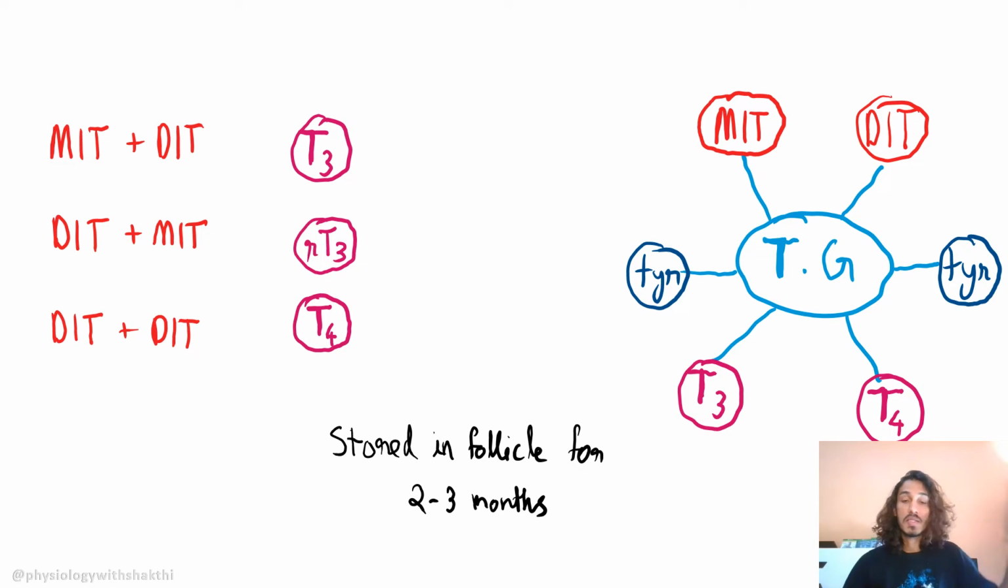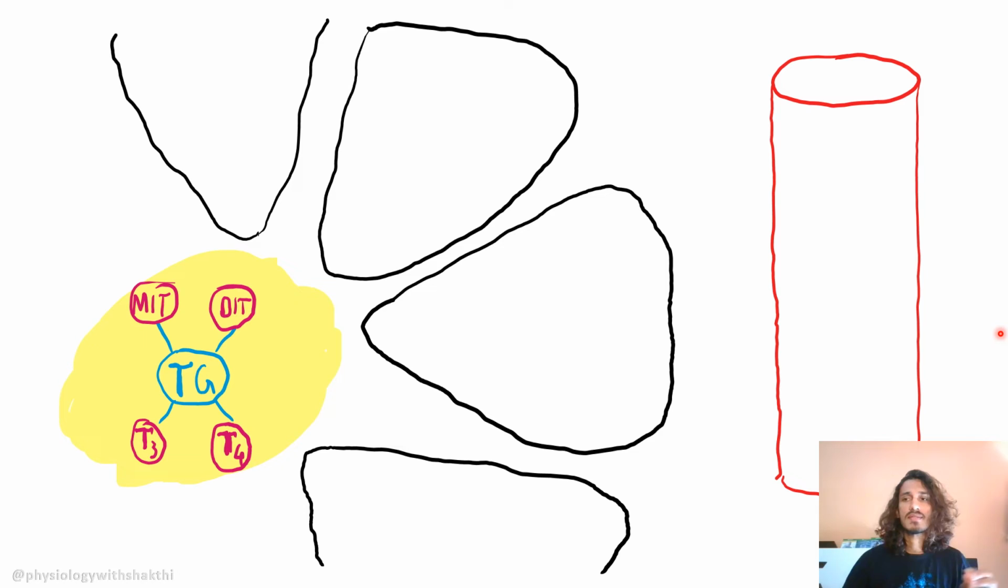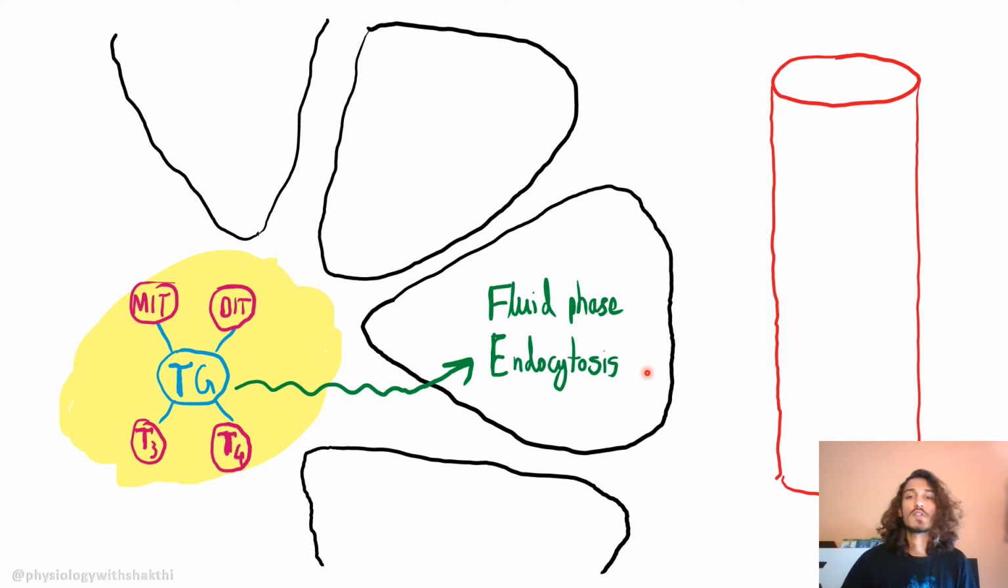Okay, and this gets stored in the follicle. It can get stored up to 2 to 3 months inside the follicle. And later, as and when required, it's taken. So this uptake is based on fluid phase endocytosis. It's a type of pinocytosis. In case you have a doubt regarding what this is, I already put up a video describing different transport mechanisms, so just check out that link above.